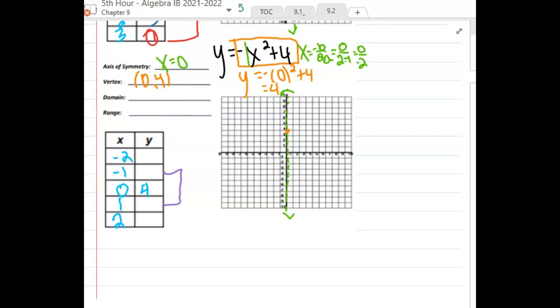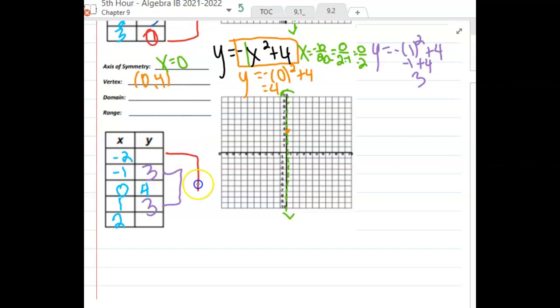So when you plug in a 1, y equals, my rule says that we're going to take x squared, so 1 squared, but that negative is still going to be there. And then we add 4. So we square the 1, and only the 1, and we get 1. That negative is still there, so it's going to be -1 plus 4, which is 3. So when you plug in 1, you get 3. When you plug in -1, you are also going to get 3.